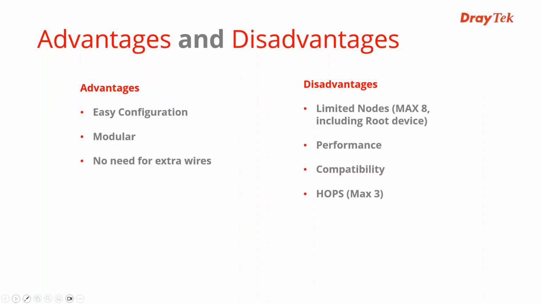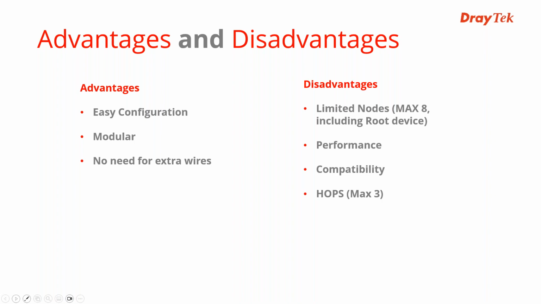Disadvantages, so like I mentioned before, it has limited nodes, max 8. This is including the root device. So the central AP management, you can have up to 20 or 50 depending on the device. Performance, as I mentioned before, with the hops, when you get up to 3, you lose performance.